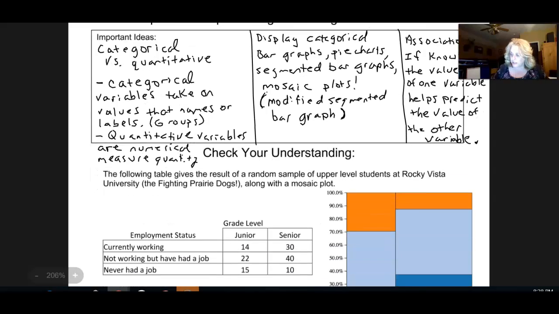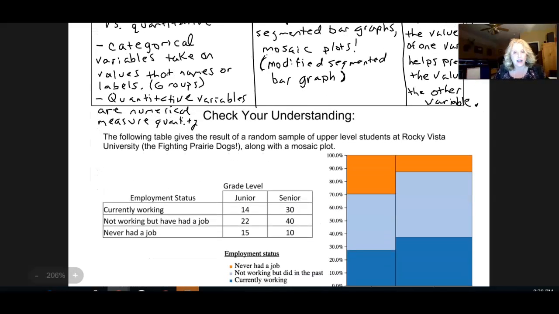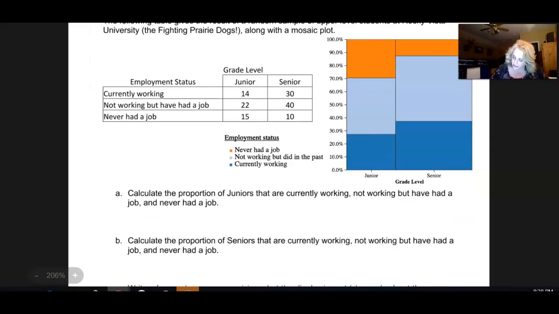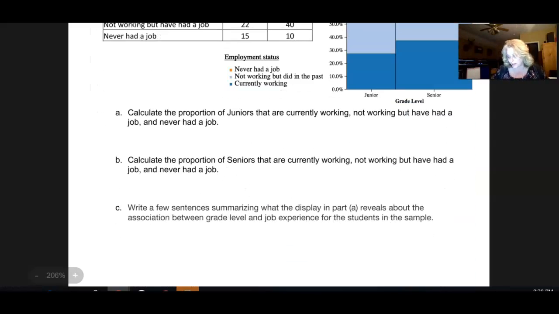You can check that with a key. And if you couldn't read my writing, I have a key that looks better, so I'll attach that as well. So do this problem, or these few problems. I guess there's a couple. It's one problem, but an A, B, and C. And so finish this up and then check it with my key, and have a great day.